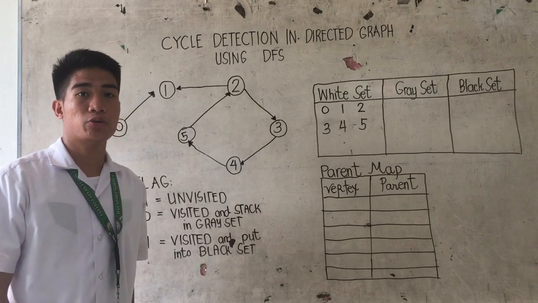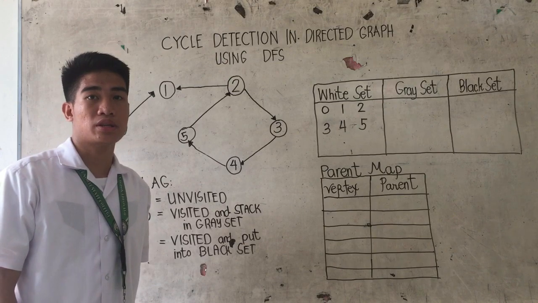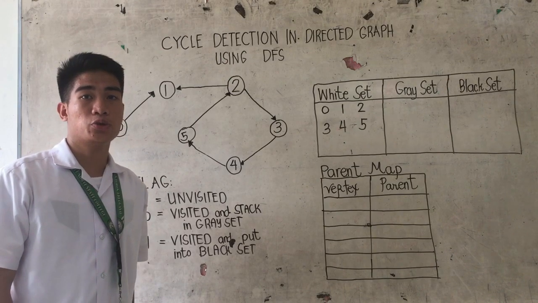There are also flags to perform the DFS traversal. -1 is the unvisited node, which is stored in the white set. 0 is a visited node and transferred to the gray set. 1 is visited and transferred to the black set.